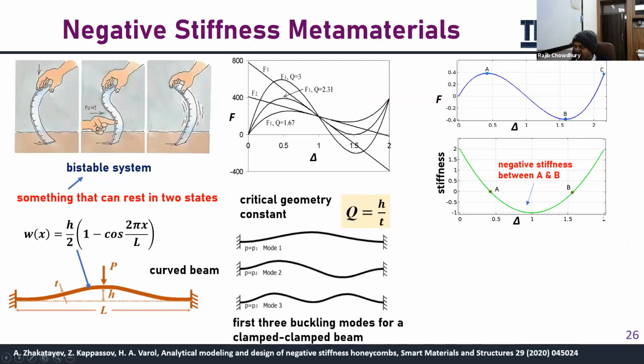The second point of this metamaterial: the first point was the auxetic, that means the negative Poisson's ratio. The second point is the negative stiffness. I think I will not be able to cover the entire presentation. So, negative stiffness means usually, if we have a load deformation behavior, generally it is increasing, or monotonically increasing in nature.